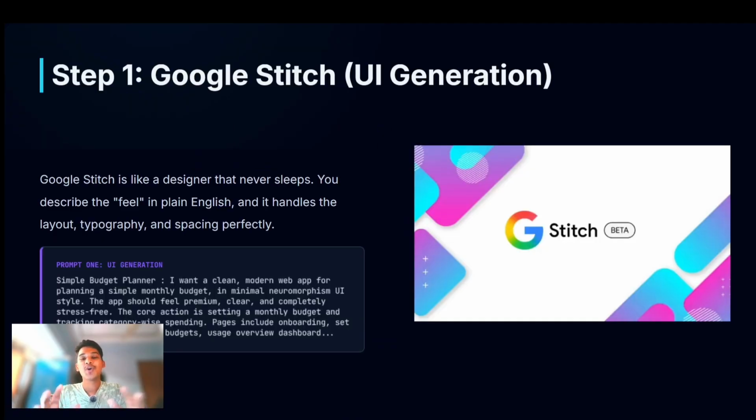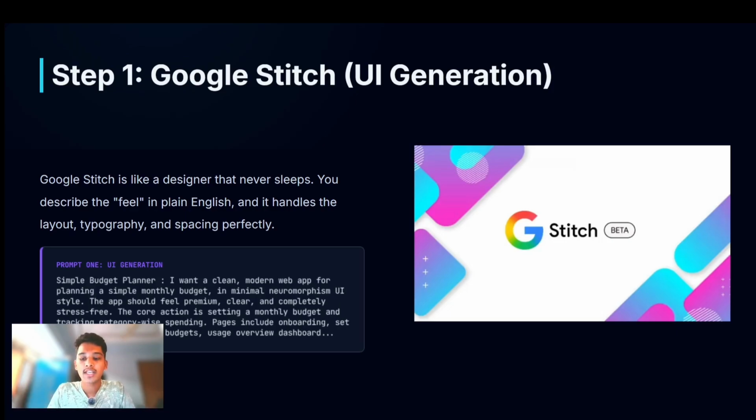So what tools are we going to use? We are going to use something called Google Stitch, which is 100% completely free, which is a UI generation tool. You could say UI designer tool. Google Stitch is like a designer that never sleeps. You describe the idea in plain English and it handles the layout, typography, font, colors, and spacing perfectly. And it does an exceptionally good job. It's shocking that it's completely free, released by Google. It's still in the experimental stage, in the beta version. Okay, this is for the UI designing part.